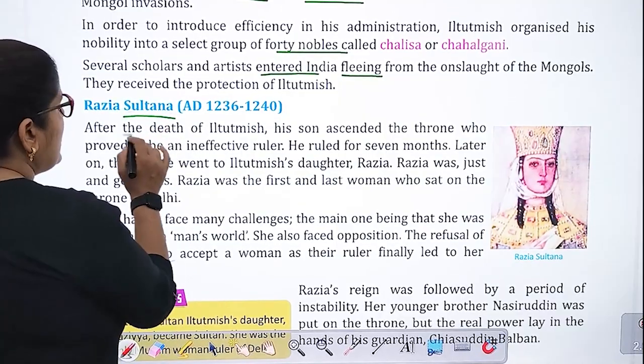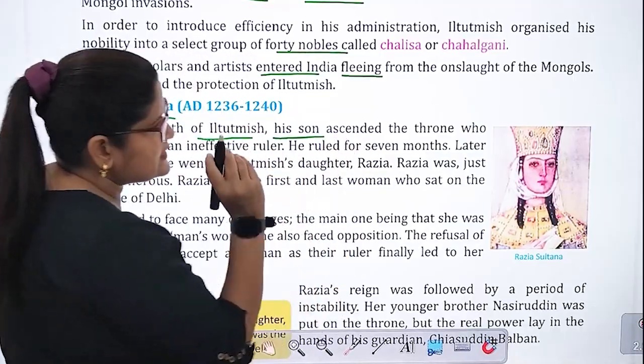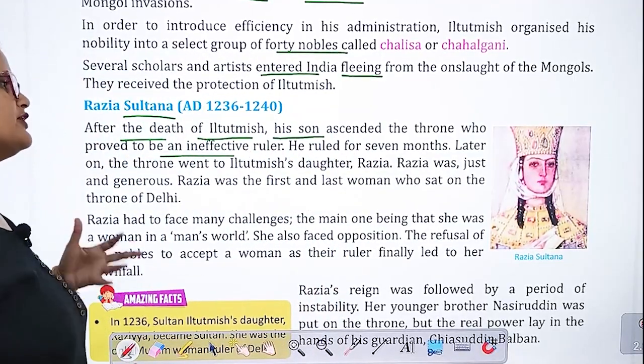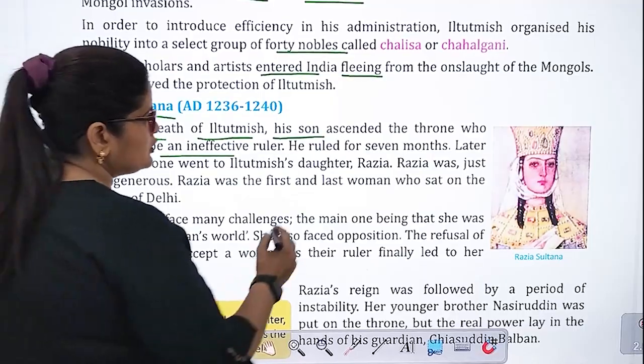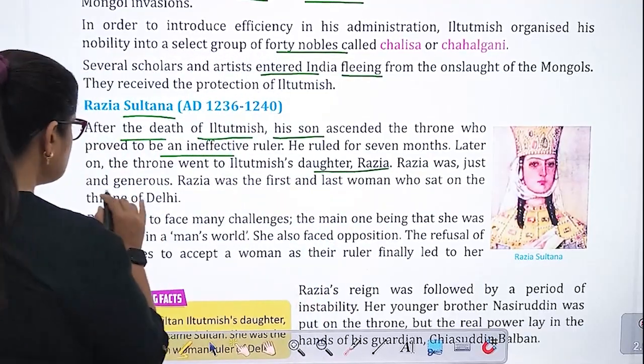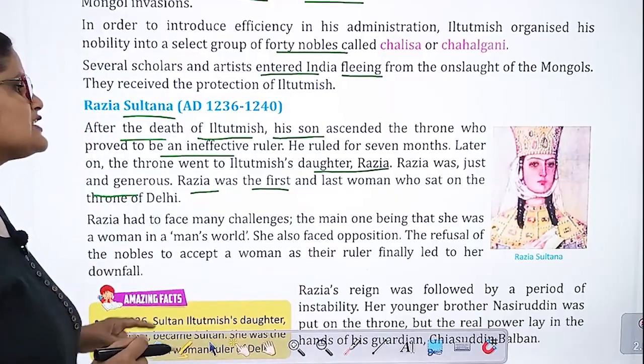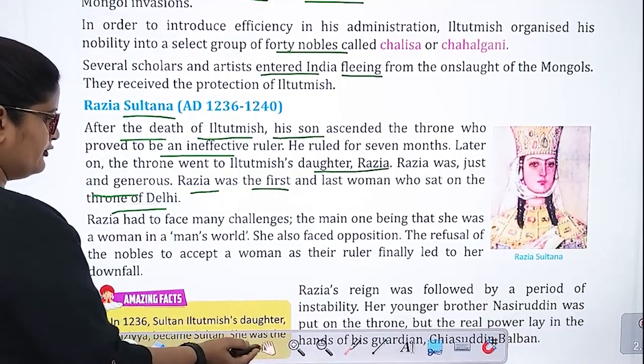Razia Sultan. After the death of Iltutmish, his son ascended the throne, who did not prove to be an effective ruler. He ruled for seven months. Later on the throne went to Iltutmish's daughter Razia. Razia was a genius. Razia was the first and last woman who sat on the throne of Delhi.